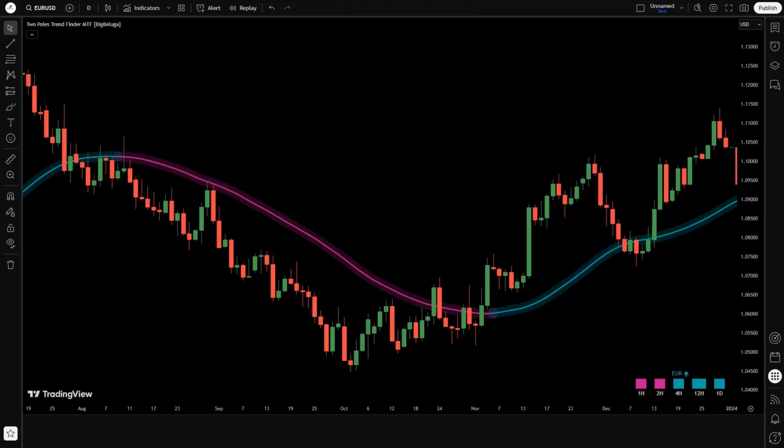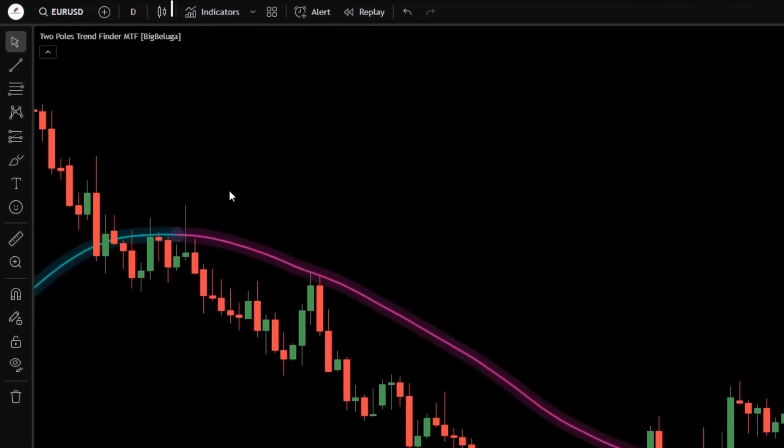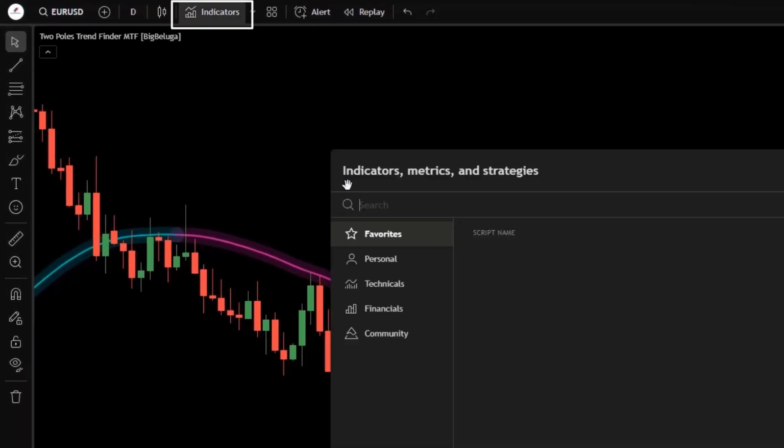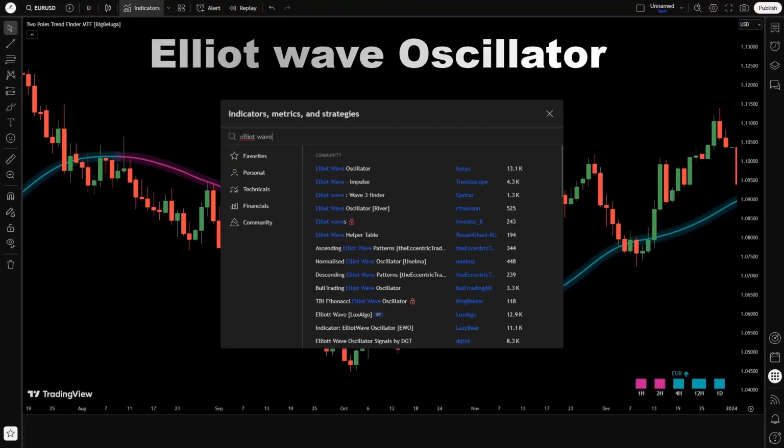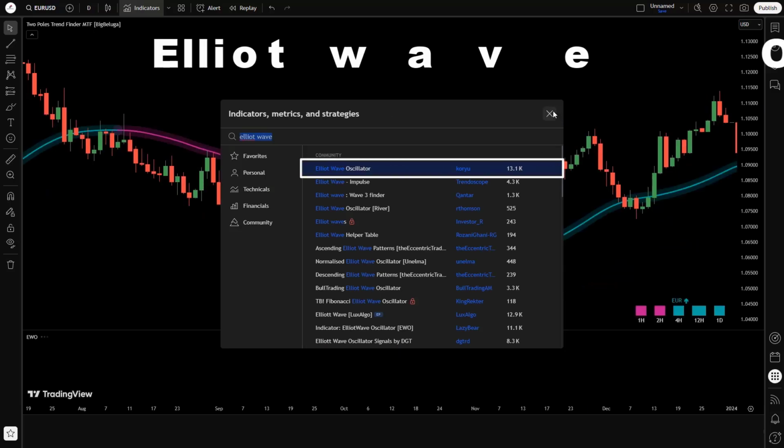Now let's add another indicator to the chart so that this strategy is more profitable. Let's click on TradingView Indicators. Search here, Elliott Wave Oscillator. We will add this indicator to the chart.